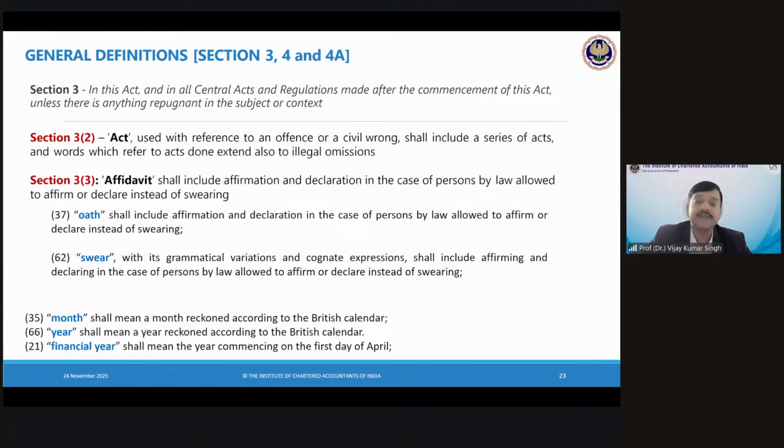Year shall mean a year reckoned according to the British calendar. Financial year shall mean the year commencing on the first day of April. This is what is in the General Clauses Act.